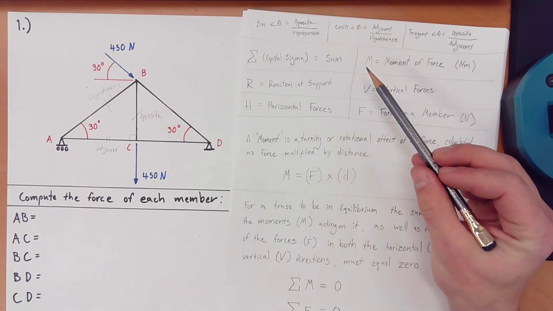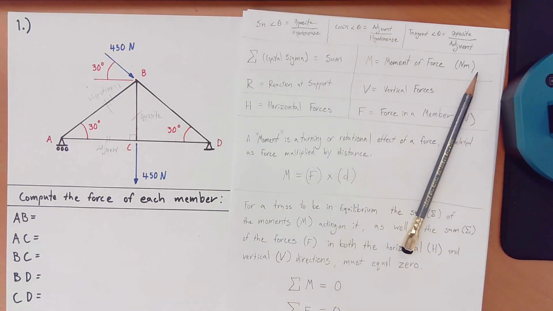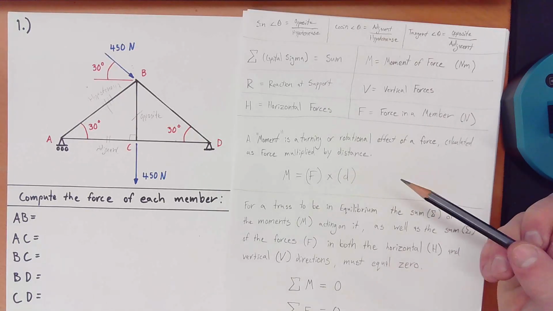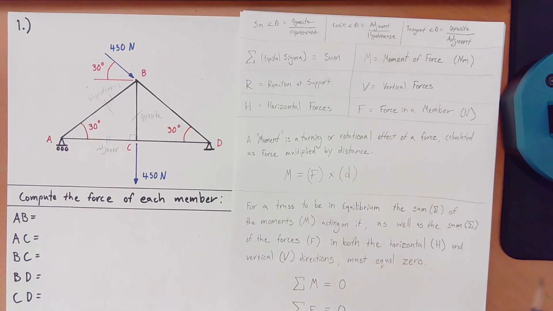The next thing we're going to look at is the capital M. So capital M stands for moment of force. Now, what is a moment? Okay, I'm going to pull up the definition for a moment of force. So a moment of force is kind of a measurement of torque. So that's kind of the turning, rotational effect of a force calculated as a force multiplied by a distance.